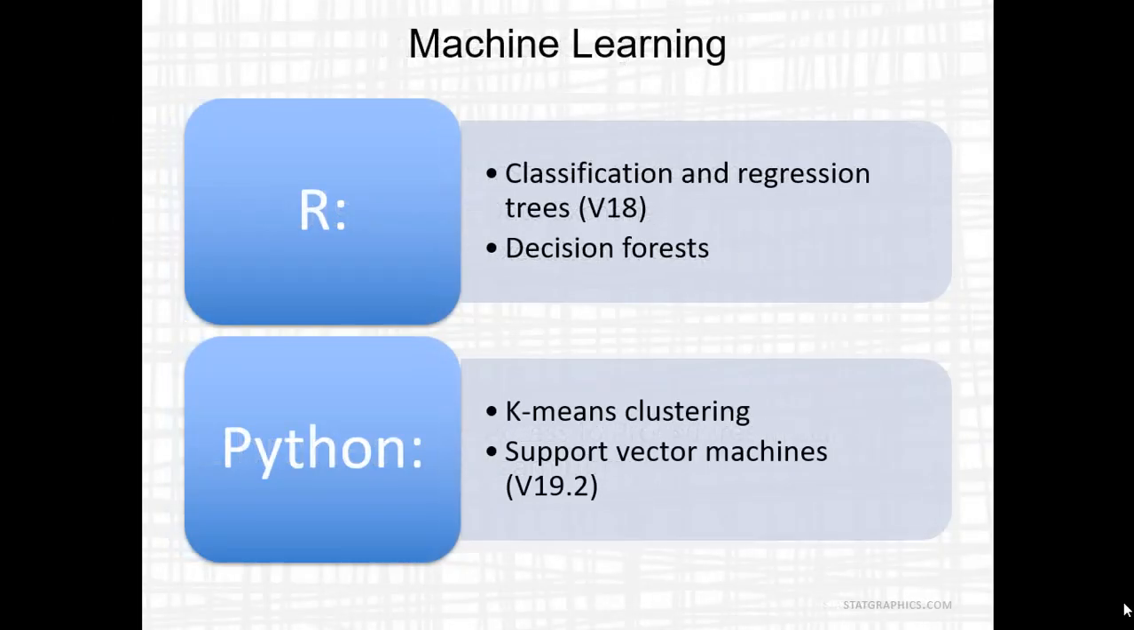One of the areas in which we've been doing a lot of work is machine learning. In version 18, we added classification and regression trees, which is a methodology based upon decision trees for predicting either categorical or quantitative variables. In version 19, we've added decision forests. Decision forests consist of many classification and regression trees. They are built using bootstrapping, and basically the final model is an average of all the trees that are grown in the forest.